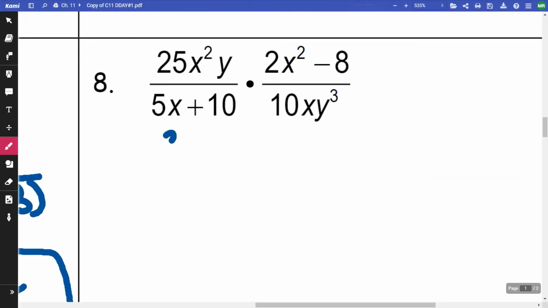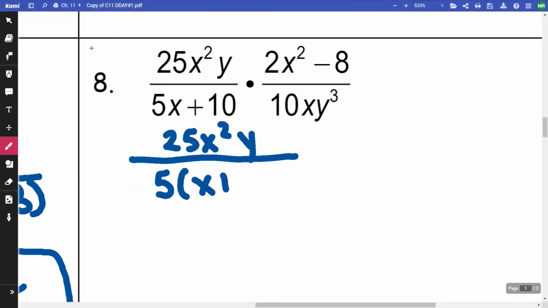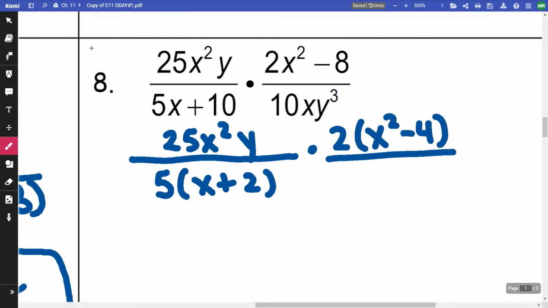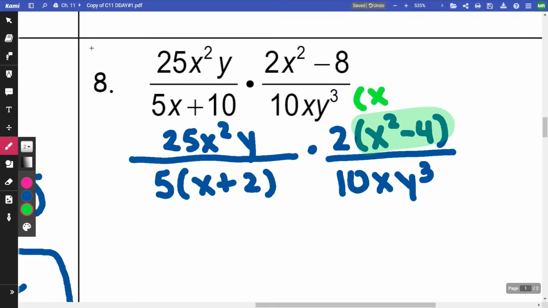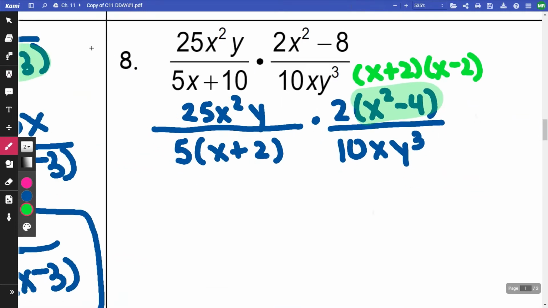I can't really factor my 25x squared y, but I can take a 5 out of this and get an x plus 2 times, I can take a 2 out of this and get an x squared minus 4, and that's going to be over 10xy cubed. Now, this x squared minus 4, that I can factor. That's going to factor to an x plus 2, x minus 2, okay?